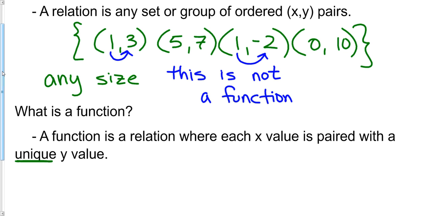Okay? Now you can have the same y repeated. The y values aren't important, it's the x values that are important. You cannot have a repeated x value or an x value that's paired with more than one y value.